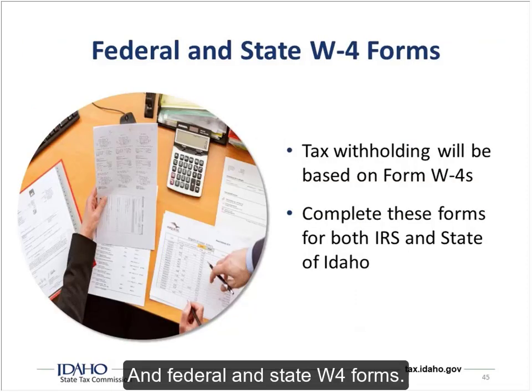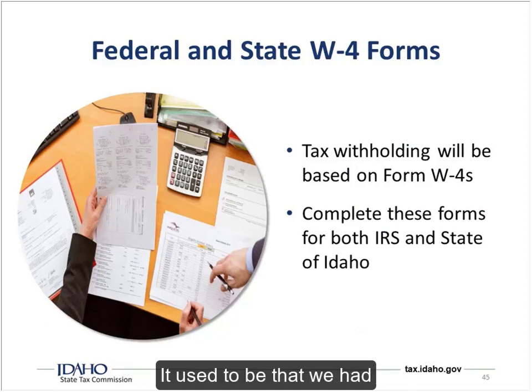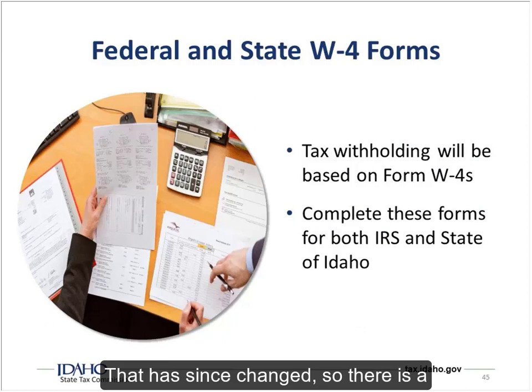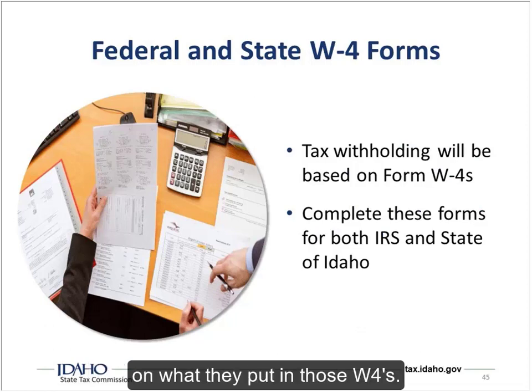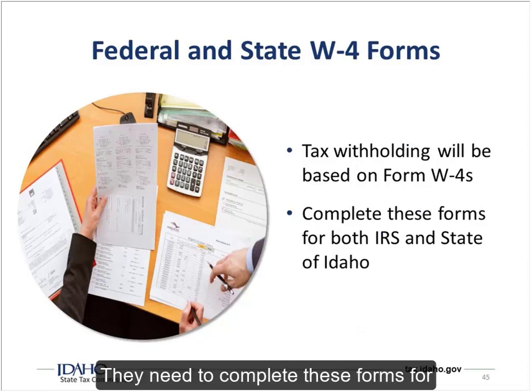And then federal and state W-4 forms. It used to be that we had one W-4 for everything. That has since changed, so there is a W-4 for federal, and there's a W-4 for state. And tax withholding is going to be based on what they put in those W-4s. They need to complete these forms for both the IRS and for the state of Idaho.